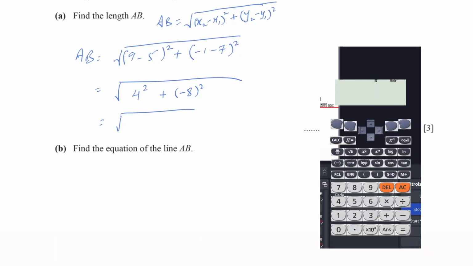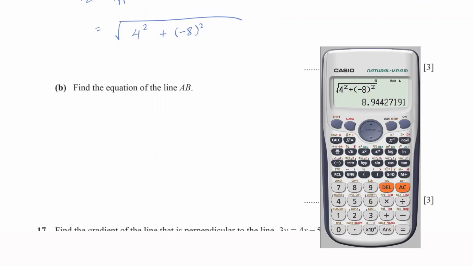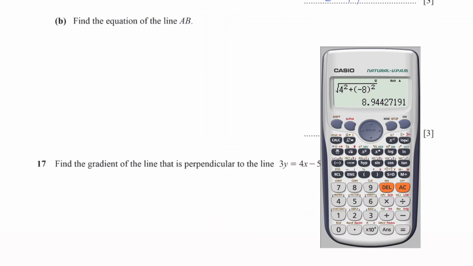So now we can solve. Under root of 4 square plus, put a bracket, minus 8 square, that gives you 8.94. So 8.94 will be my answer. I don't need this step, actually, I'll directly write it. 8.94 is my length AB.